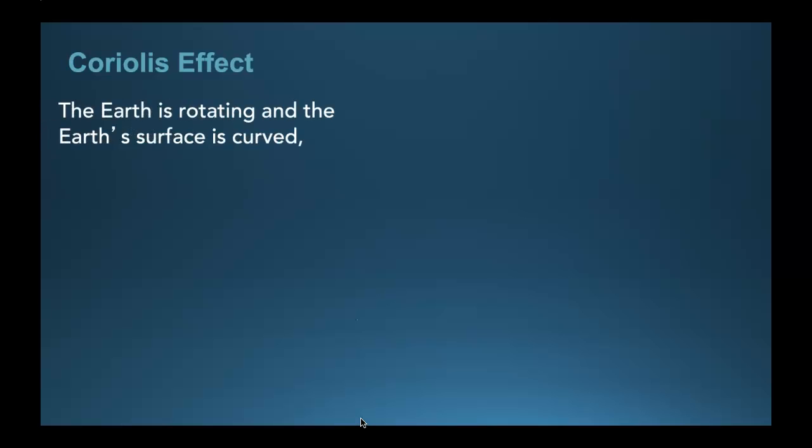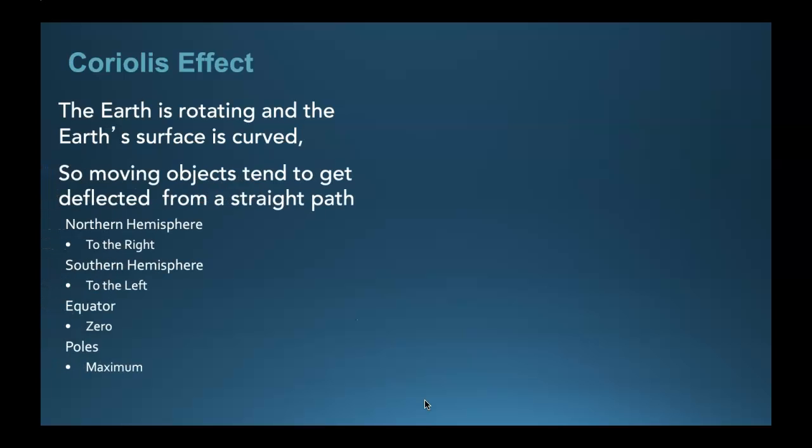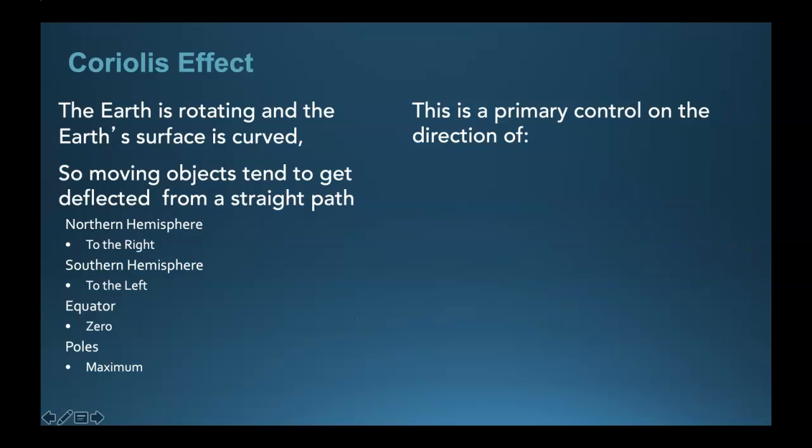And that deflection is a couple slides here about the Coriolis effect. The Earth is rotating. The objects tend to get deflected from a straight path. In the northern hemisphere, objects, and the wind, let's say, is deflected to the right, and the southern hemisphere is deflected to the left, and at the equator, not at all. Okay. This then is the primary control of the direction of wind patterns.